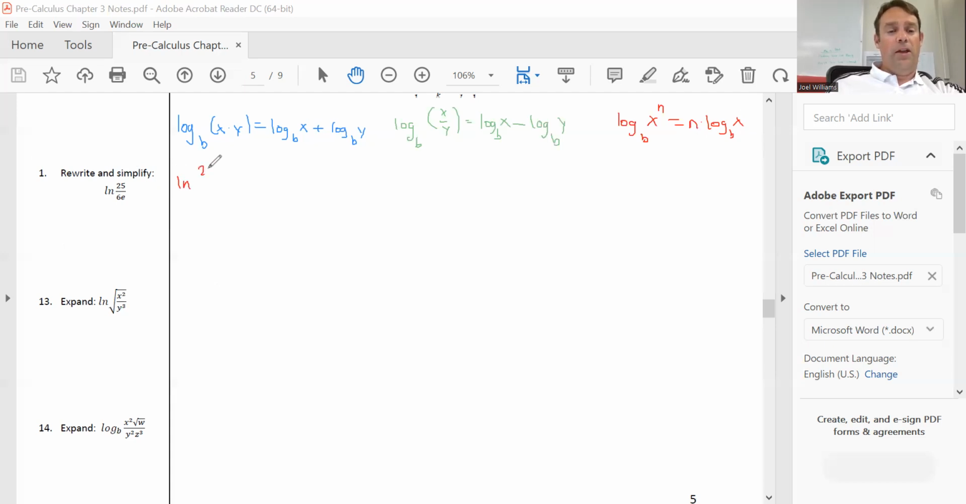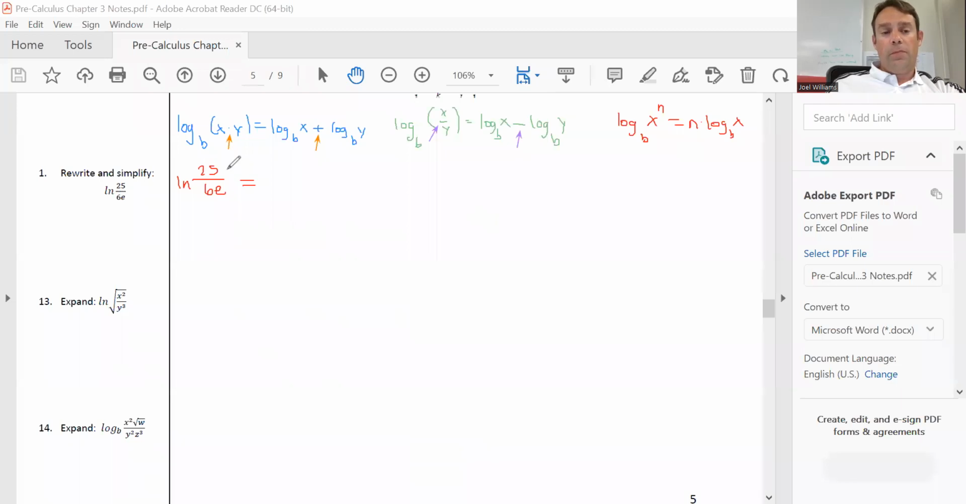We're going to expand these so that everything gets its own log. When I go to expand them, anytime I'm multiplying, I'm going to add. So multiplying means to add. Another way to think of it is anything in the numerator is adding. Anytime we are dealing with division, division means subtract, or anything in the denominator, you would subtract.